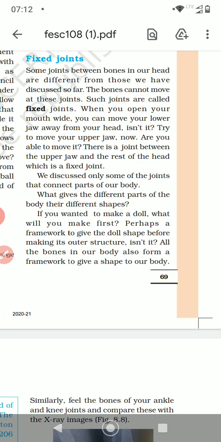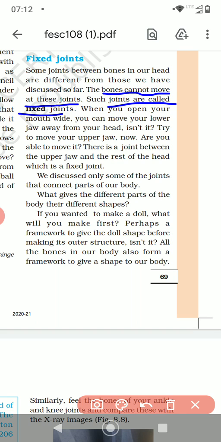Some joints between bones in our head are different from those we have discussed so far. The bones cannot move at these joints. Such joints are called fixed joints. Children, please underline: the bones cannot move at the joint and such joints are called fixed joints. When you open your mouth wide, you can move your lower jaw away from your head.